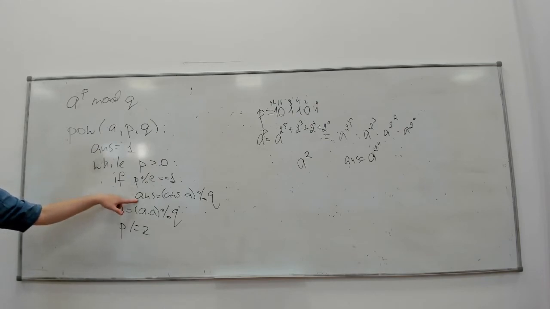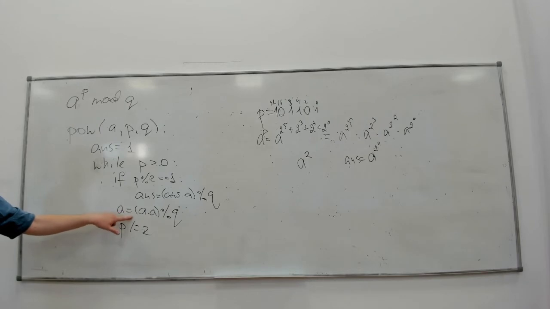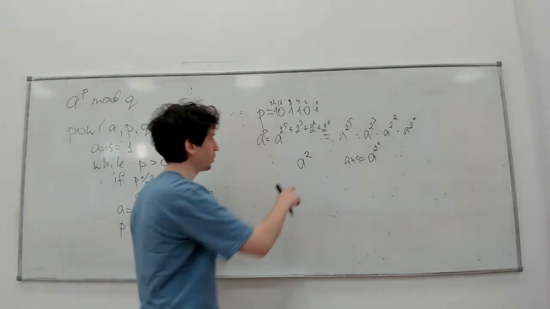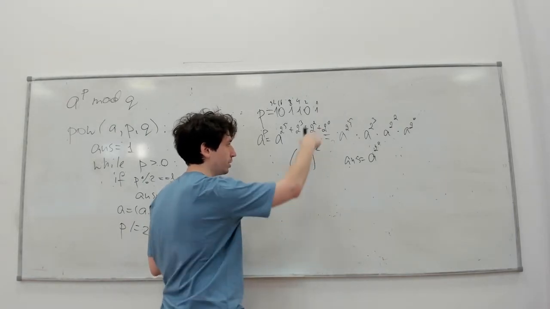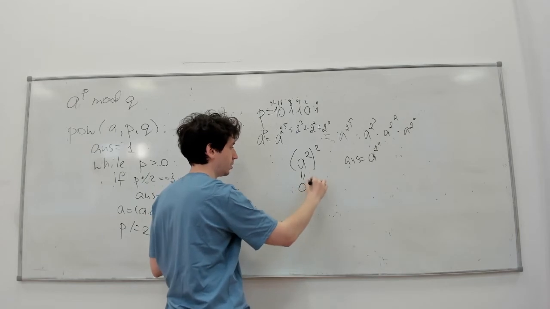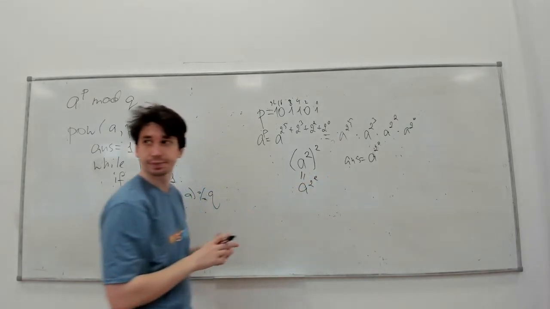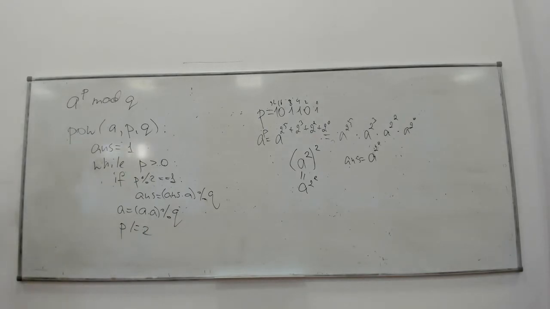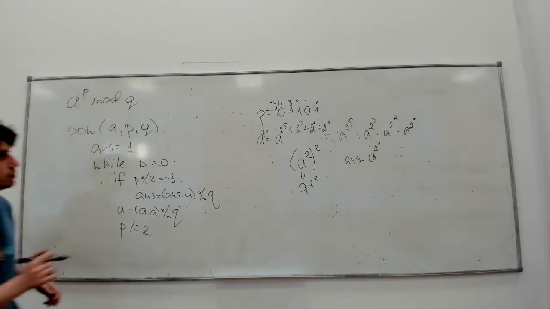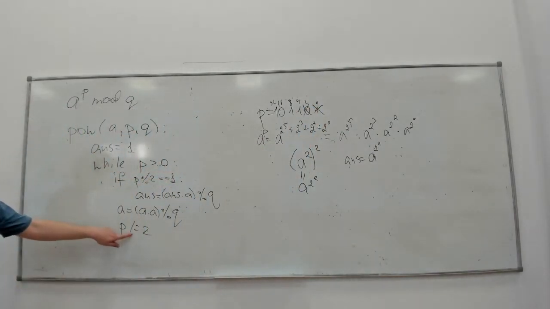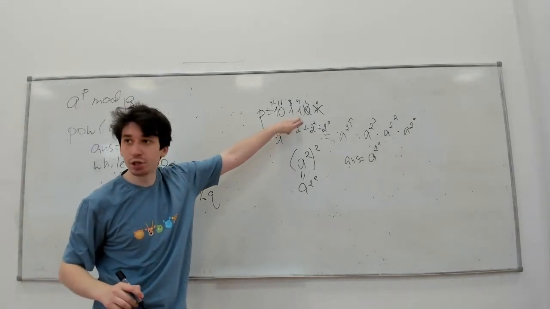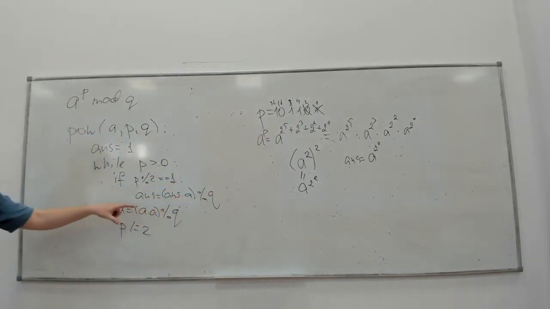Then we don't change A, but we take the square of A again. So it was A in the power of 2, then it becomes A in the power of 2 in the power of 2. Okay, we already got this digit. Then we divided P by 2, so we are looking at the latest digit here. And what is it? It is 1.